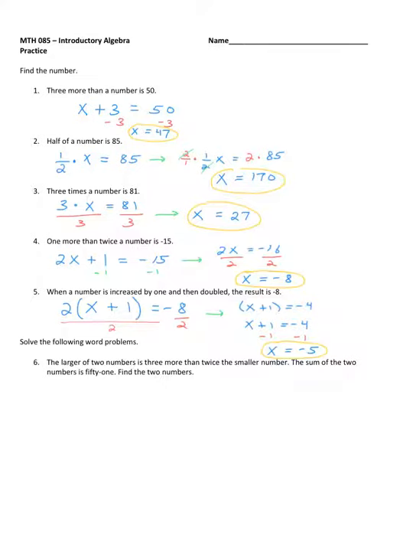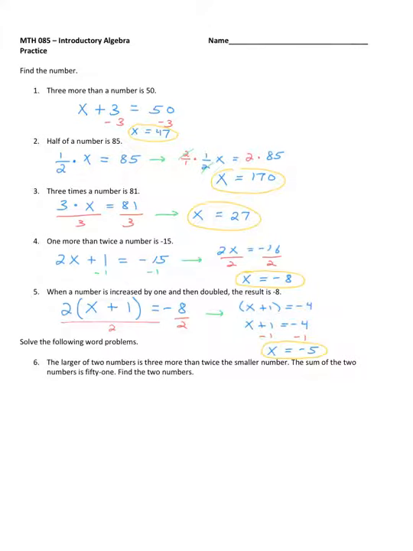So the first 5 problems were pretty simple word problems. I think 6 is going to be a little bit more involved, so let's check this one out. Okay, the larger of two numbers is 3 more than twice the smaller number. We're also given that the sum of the numbers is 51. Well, what two numbers make these two sentences true?